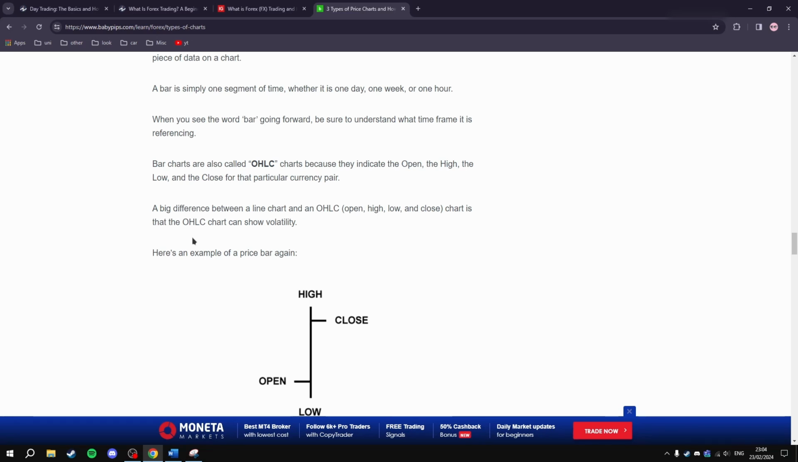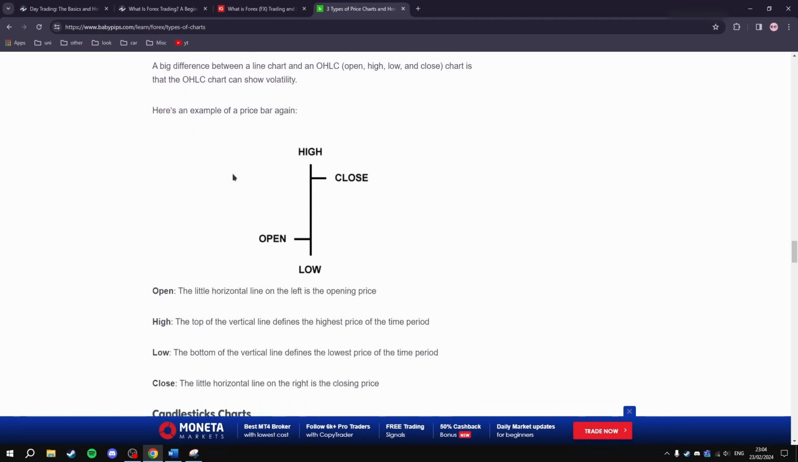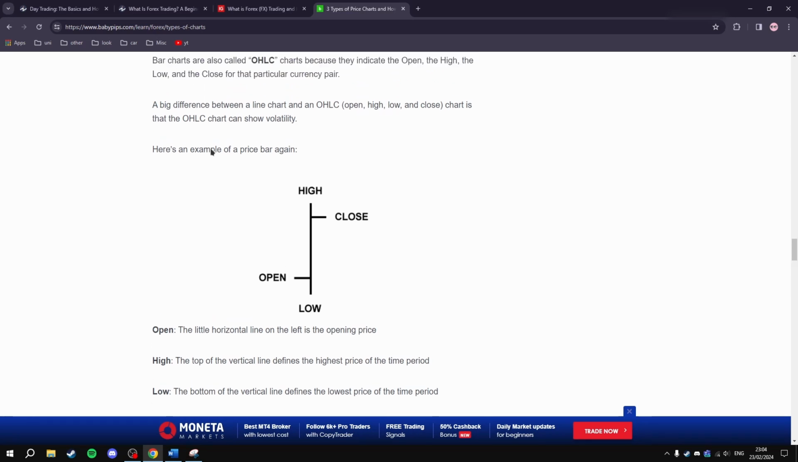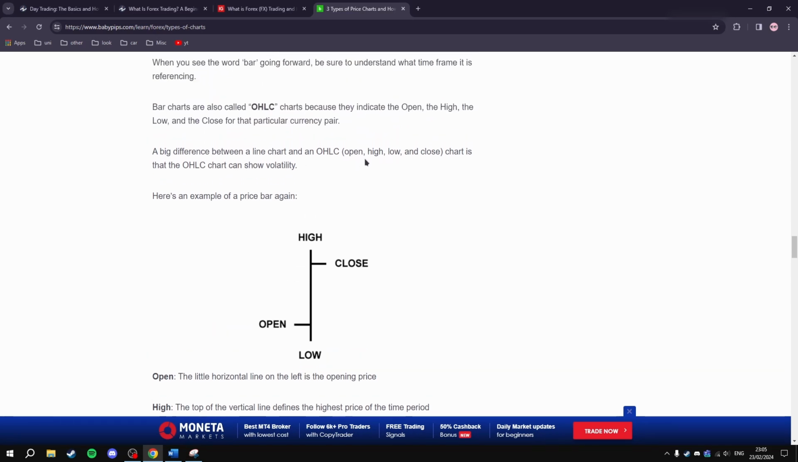Bar charts are also called OHLC charts because they indicate the open, so O, high, H, low, L, close, C, for that particular currency pair. A big difference between a line chart and an OHLC, open, high, low and close chart, is that the OHLC chart can show volatility.